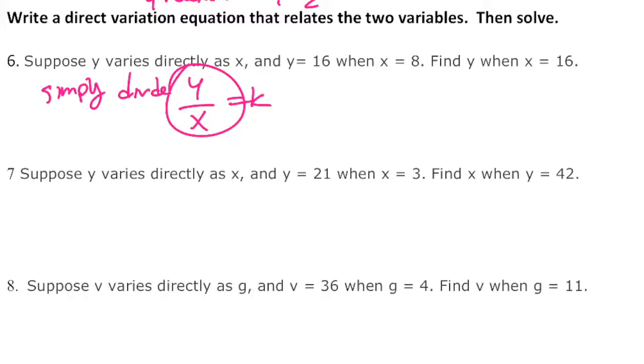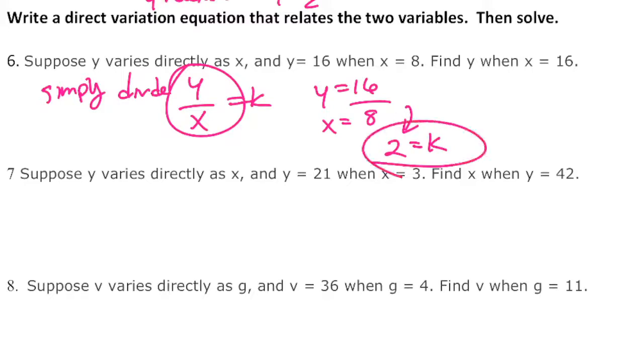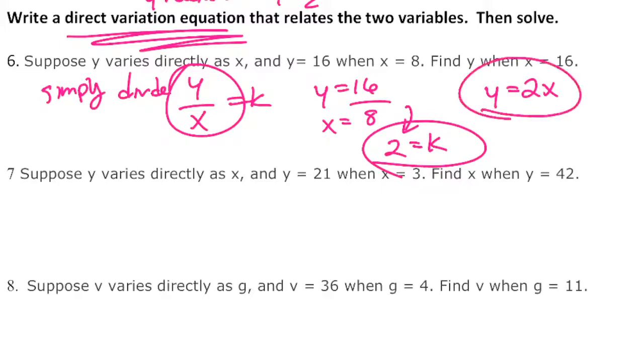So you divide them. So let's take our y, which is 16, and divide it by our x, which is 8. 16 divided by 8 is 2. Therefore, our 2 equals k. Now, are we done? That would be a no. They asked us to write an equation. So let's put it in an equation then. y equals 2x. This is our equation. We know that's true because if we put in 8 into this equation, we get 16, because 2 times 8 is 16.